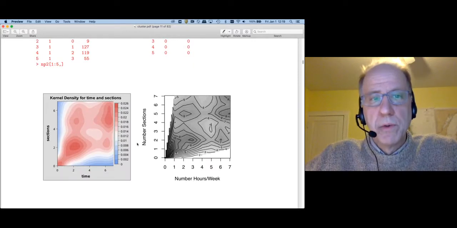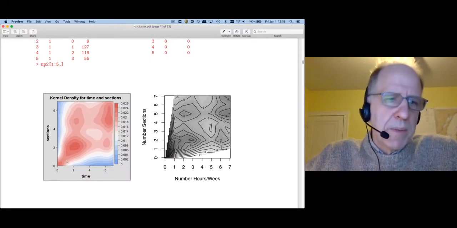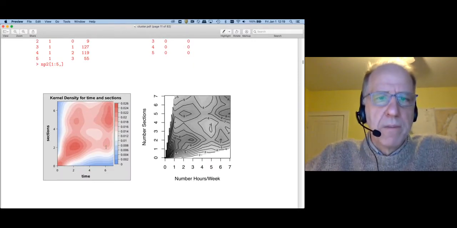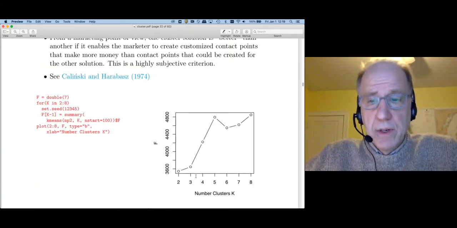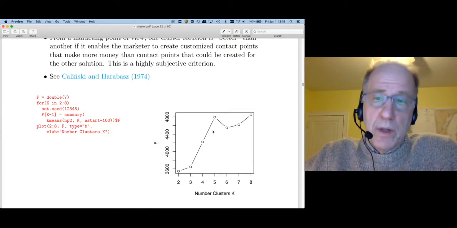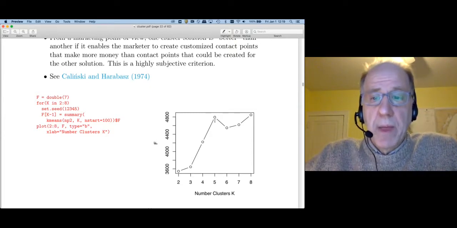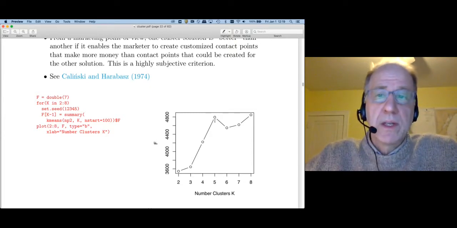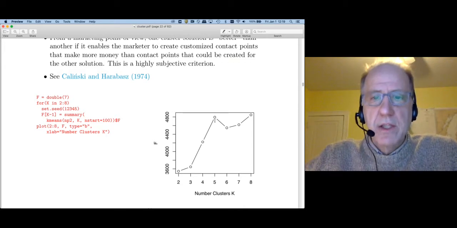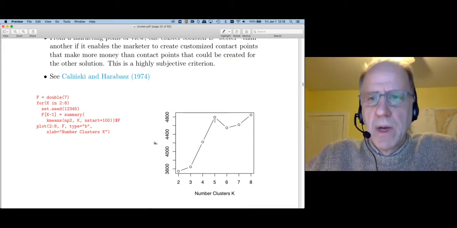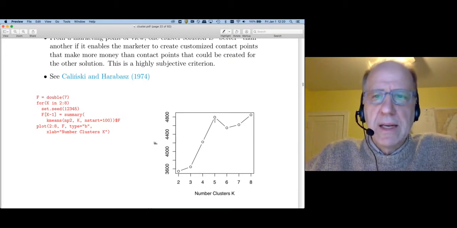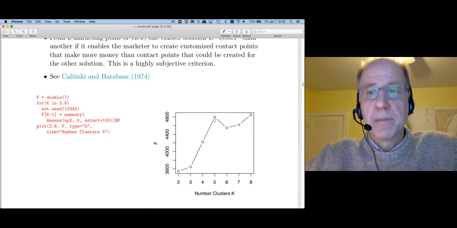So as a quick review, this is the newspaper data. We had 5 well-defined modes. When we look at the F statistics for different numbers of clusters, we also see a clear spike at 5 clusters. So it looks like the F statistic suggests the same thing that we would find using a visual inspection of the data with the kernel density plot.